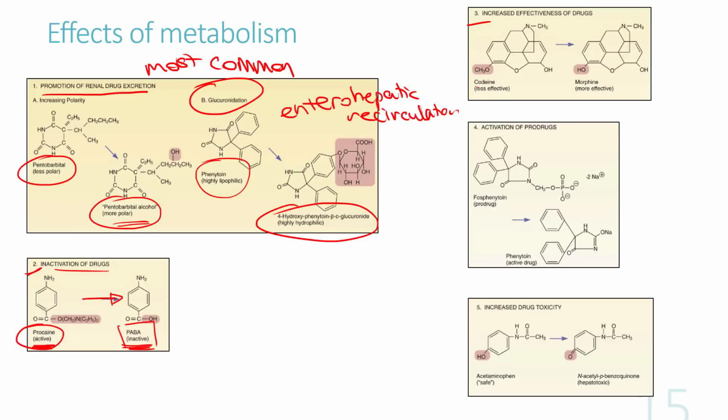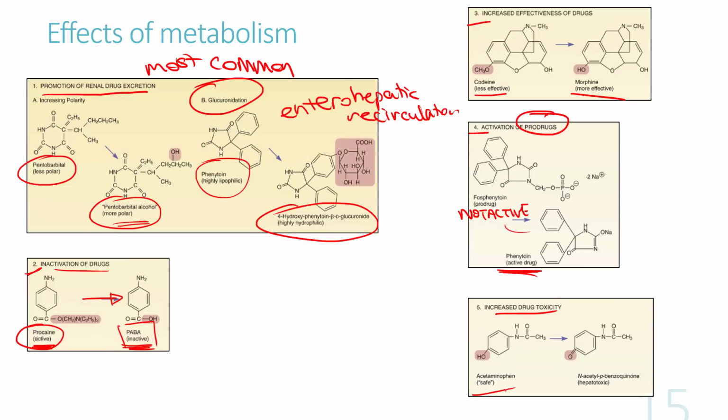A very good example is codeine. Codeine is not very effective as an analgesic unless it's converted into morphine, right? Some drugs are given as a prodrug. So prodrugs are not active, and what happens is they need to undergo a metabolic process in order to be activated. And then the 5th type of metabolic process is increased drug toxicity.